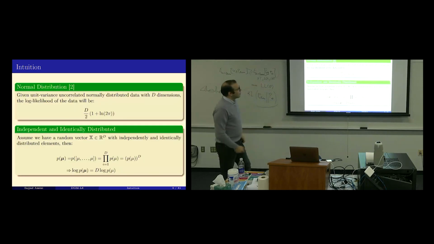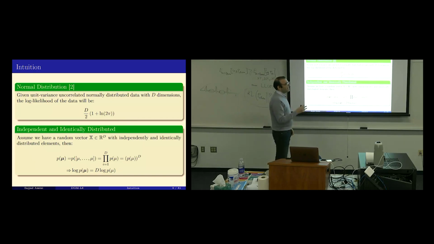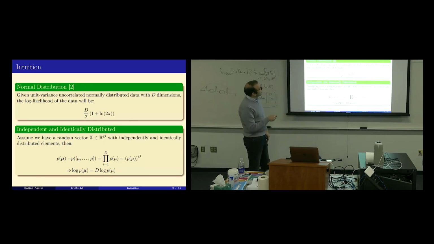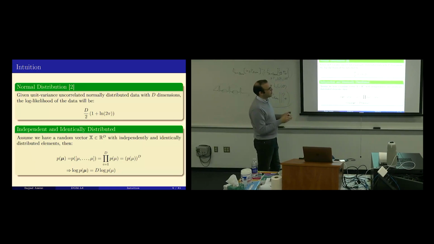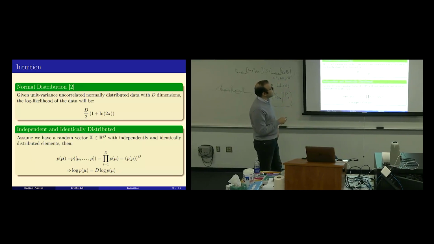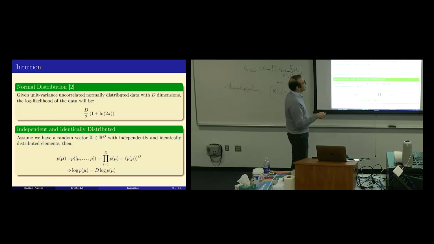Okay. But why the dimension? By increasing the dimension, the data likelihood will be increased. Why? This is based on two examples, but you can see in different references that this is true for the general case of distributions. Given a unit variance uncorrelated normally distributed data with d dimensions, the log likelihood of the data will be this one. So by increasing the dimension, the log likelihood will be increased. It is a linear function of the data dimension. Clear? You can find something about how this can be shown in this reference.